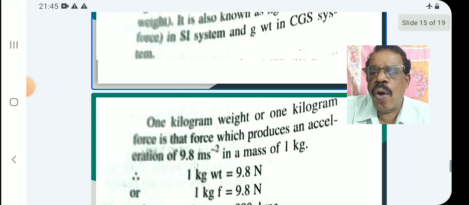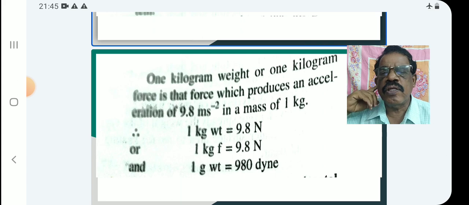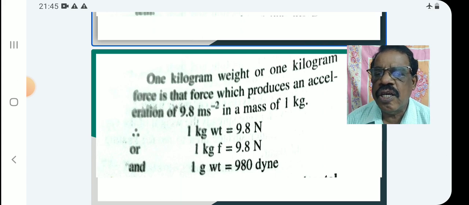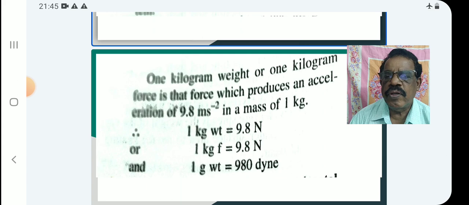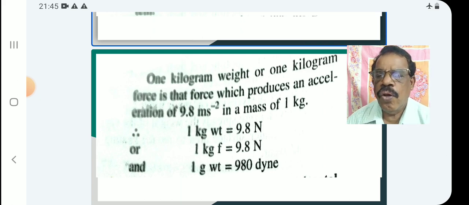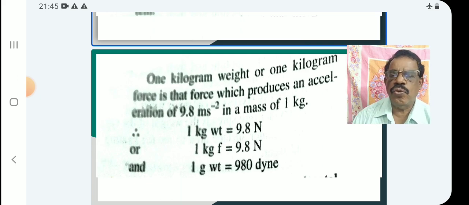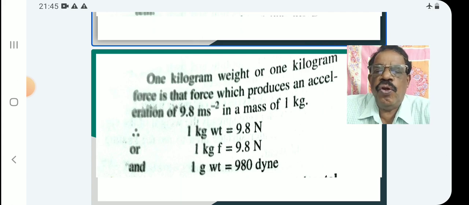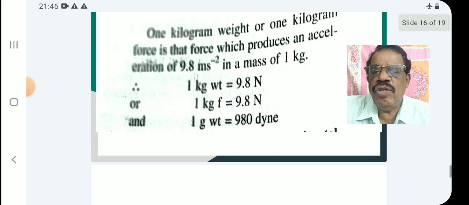The relation is this: 1 kilogram weight or 1 kilogram force is that force which produces an acceleration of 9.8 meter second raised to minus 2 in a mass of 1 kilogram. 1 kilogram weight is 9.8 Newton, or 1 kgf is 9.8 Newton, and 1 gram weight is 980 dyne. Gram weight is the force produced when 1 gram falls, 1 × 980. In CGS the value of g is 980.